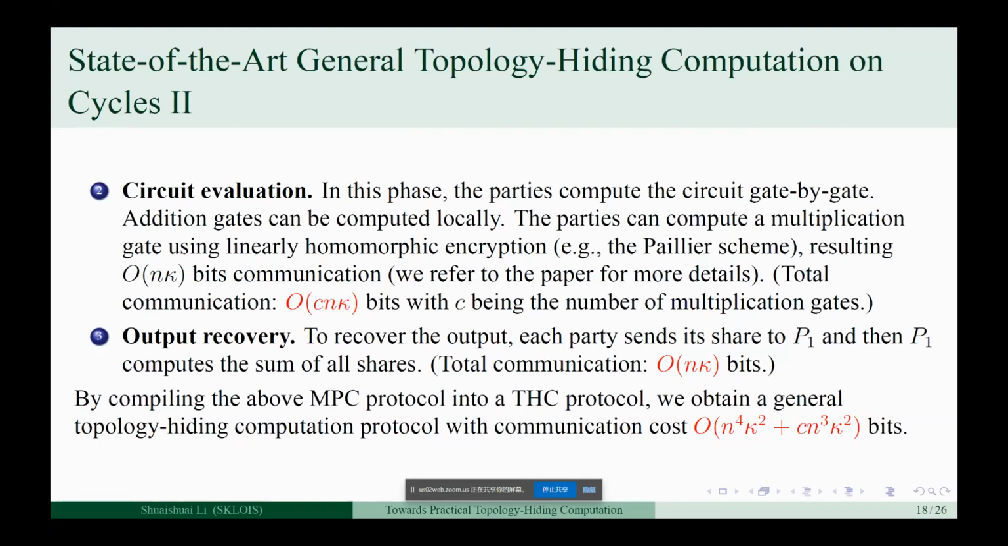By compiling this MPC protocol into a THC protocol, we obtain a general topology hiding computation protocol with communication cost O(n) times kappa squared plus c times n cubed times kappa squared bits.